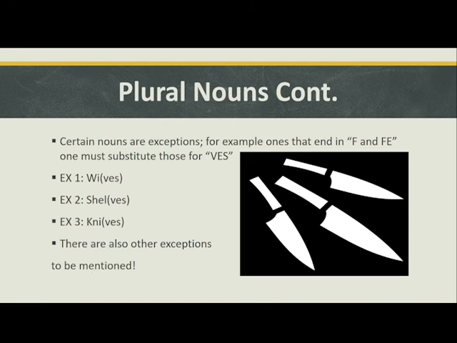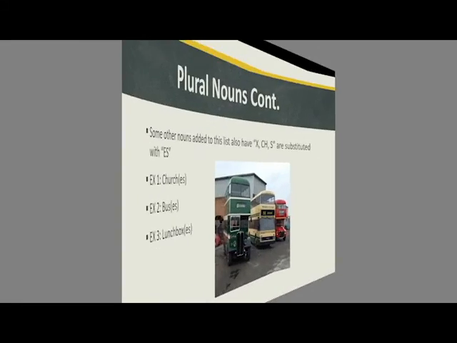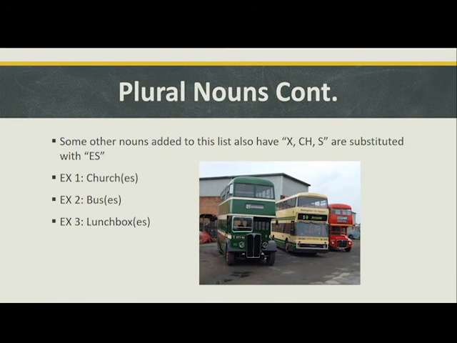We also move on to the other exception, where we have words that end in X, CH, S, in which case we conjugate them in different ways. We add ES to the end of them. So lunchbox, lunchboxes, bus, buses, church, churches, different ways of doing it.